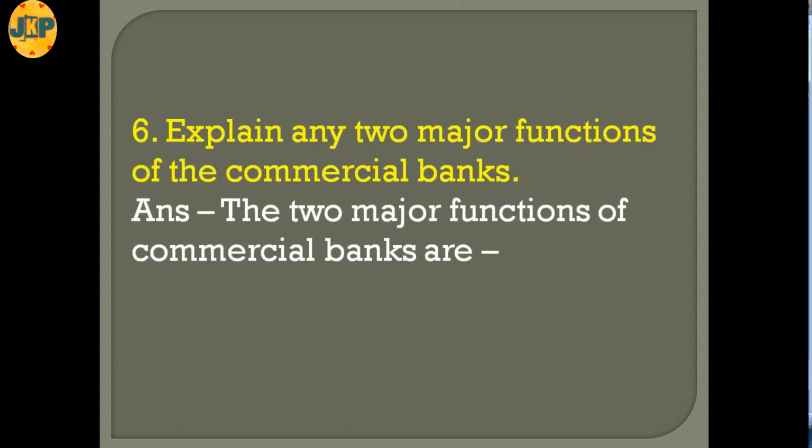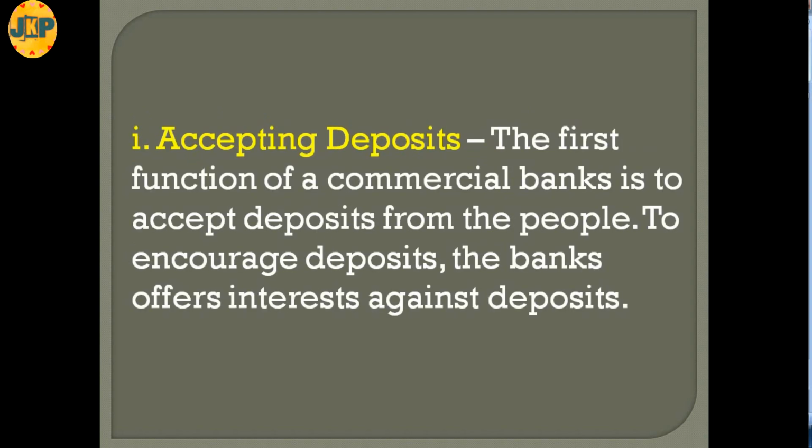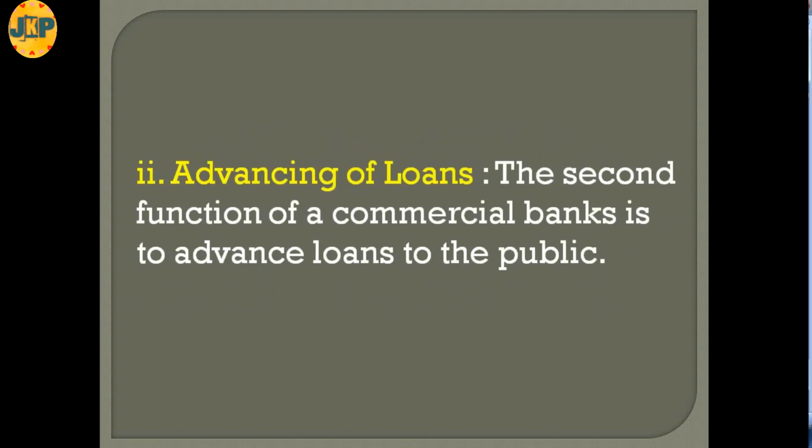Number 6, explain any two major functions of the commercial bank. The answers are: the first function of commercial bank is to accept deposits from the people. To encourage deposits, the banks offer interest against deposits. First of all, the first main function of commercial bank is to accept deposits from the customers, and to encourage deposits, it also provides some interest on the deposited amount. Next, advancing of loans. The second function of commercial bank is to provide loans to the public.